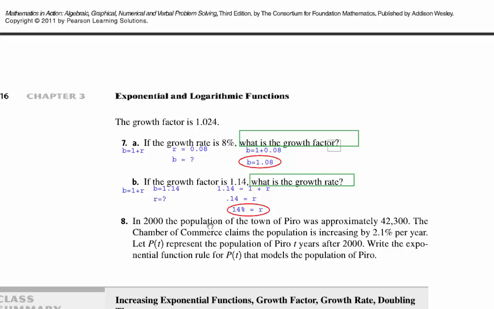Last problem, number 8, it says, in 2000, the population of the town of Piro was approximately 42,300. The Chamber of Commerce claims the population is increasing by 2.1% per year. Then they ask us to write an exponential function rule for P of t that models the population of Piro. Or maybe that's Pyro. I'm not sure how to pronounce that.